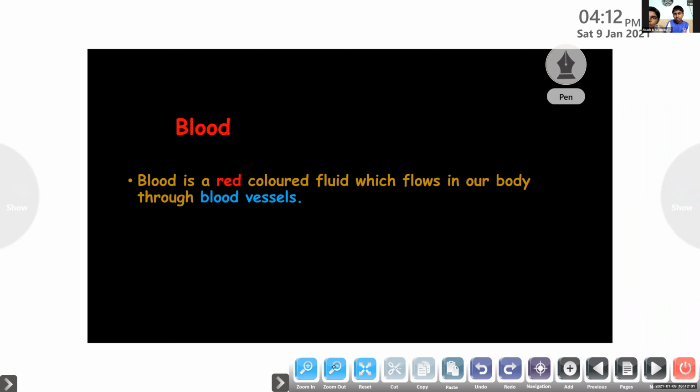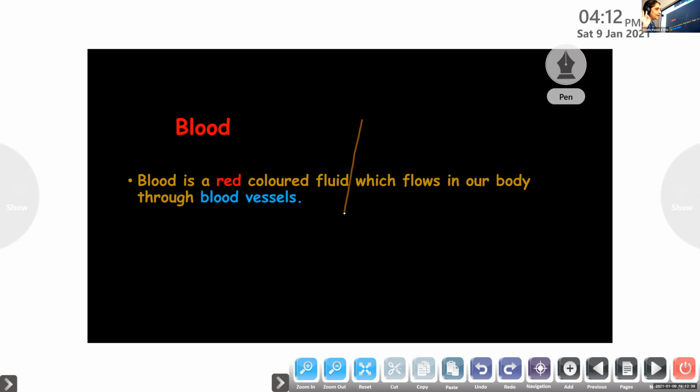Blood is a red colored fluid which flows in our body through blood vessels. Neha Mary, how can you define blood? Blood is a red colored fluid. That is the first point. How can we define blood in three points? Blood is a red colored fluid. All of you learned it?